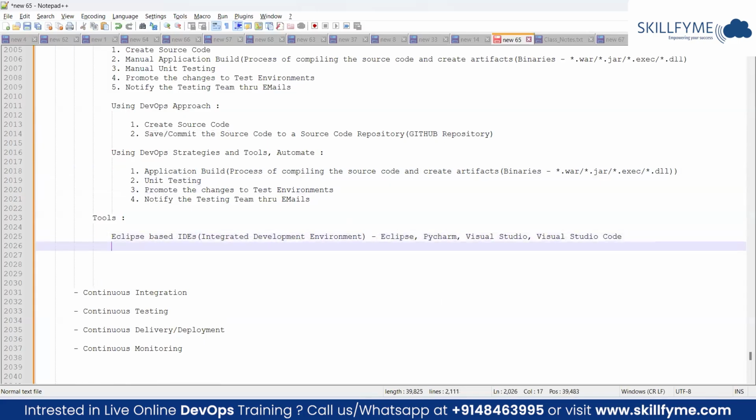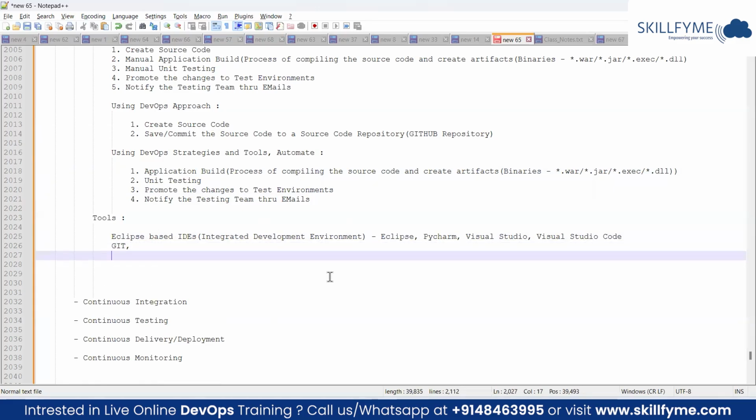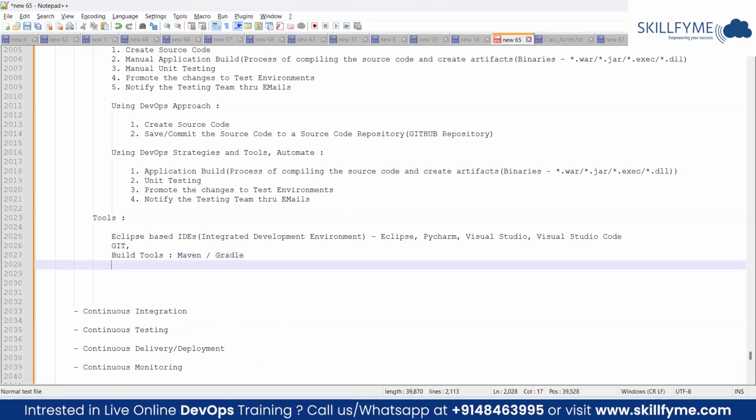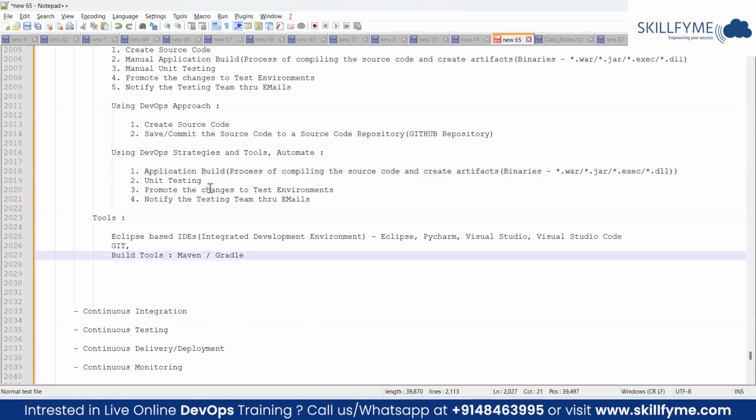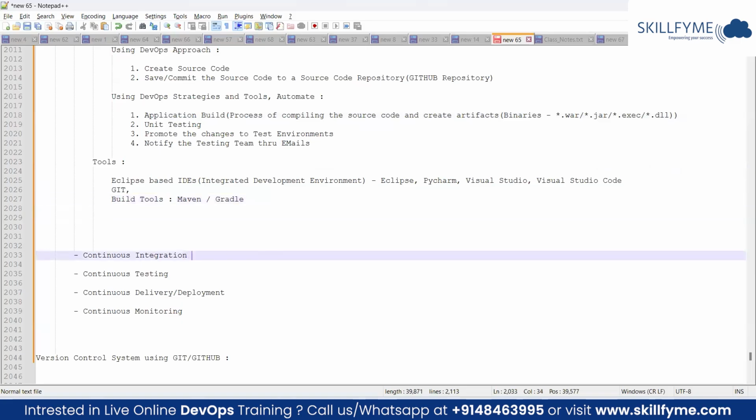Next, to perform the code commit, they need Git. And to perform the build, they need build tools like Maven or Gradle, which are application build tools. These tools help to automate compiling the code and creating the artifacts. Now, when we talk about the build tool, it is just to compile the code and create the artifacts. And once the build is completed, it can be promoted to the target environment. That is what we're going to talk about in continuous integration.